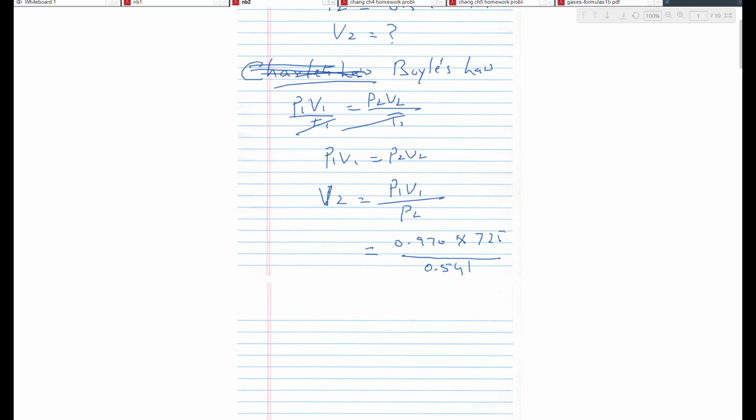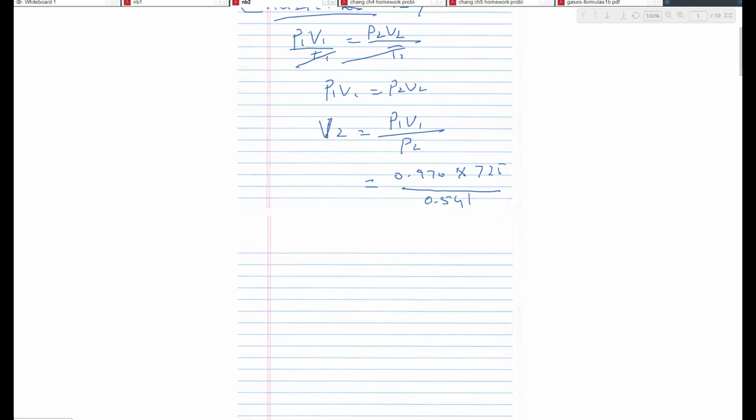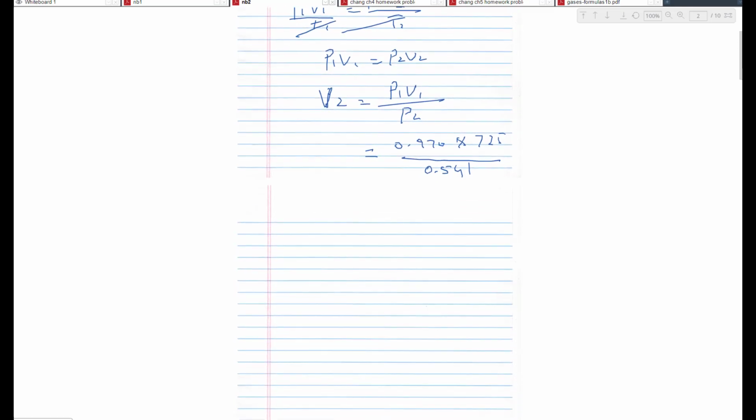In case I press a wrong button on the calculator and my answer is less than 725, I know it is wrong, because I am expecting more volume with less pressure. Pressure is decreasing, so volume is going to increase. I was just writing that little note down, because sometimes we press the wrong button, so be careful about this one.